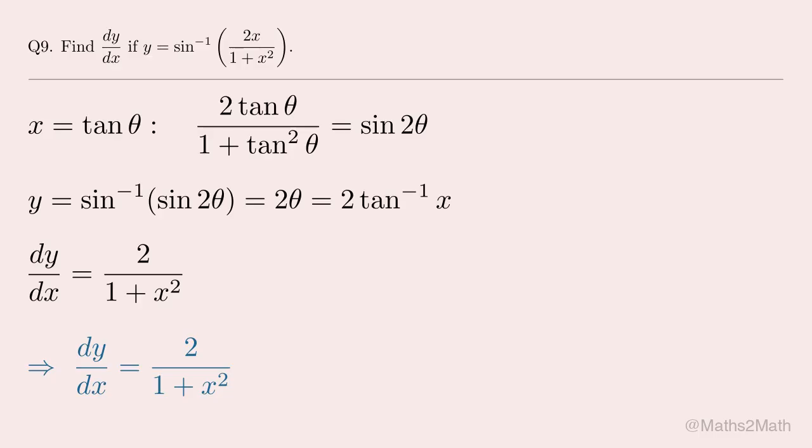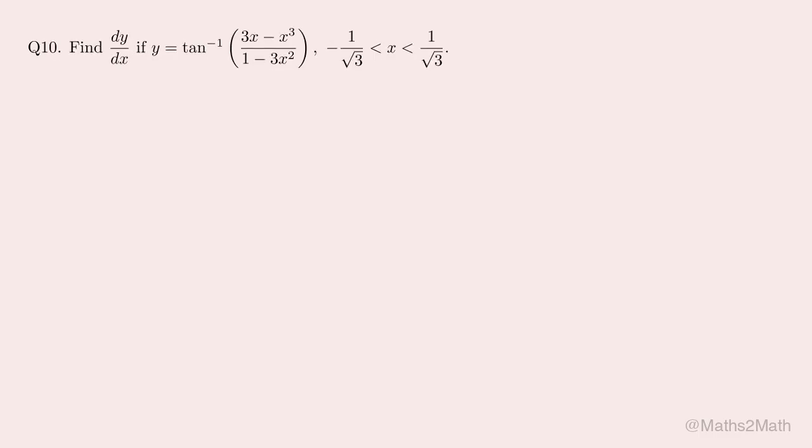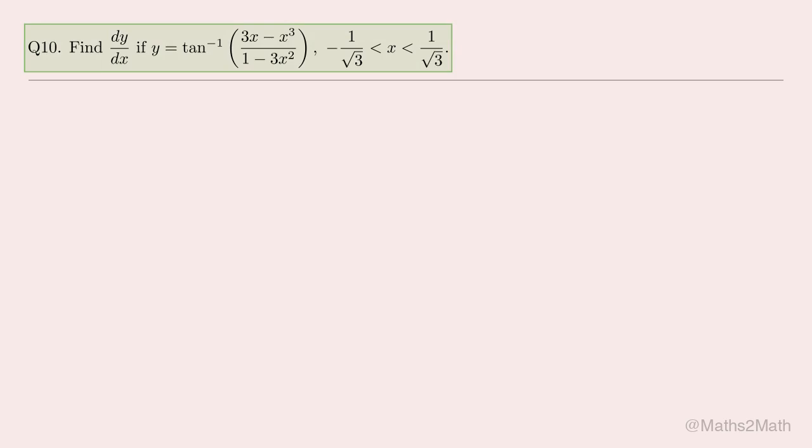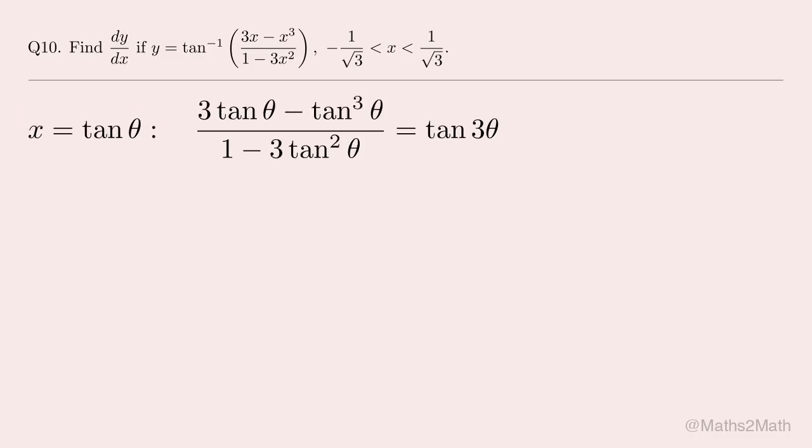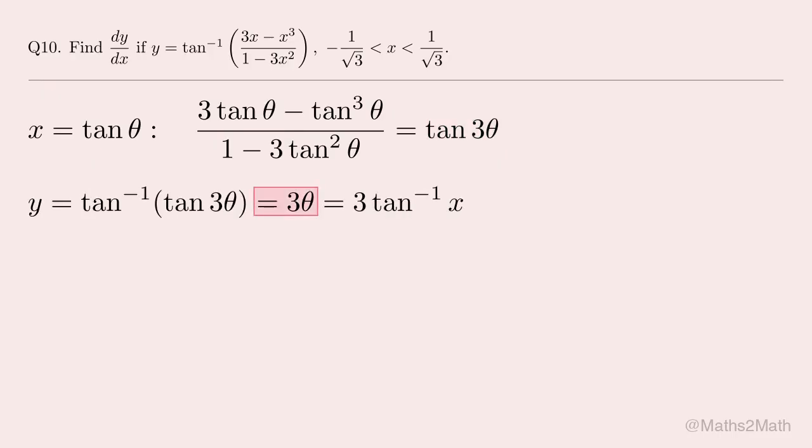Question 10. The fraction 3x minus x cubed over 1 minus 3x squared is the triple angle formula for tangent. The stated interval keeps 3 theta inside the principal branch. Put x equal to tangent theta. The fraction is exactly tangent of 3 theta. So y collapses to 3 theta, 3 times inverse tangent of x. Differentiate.